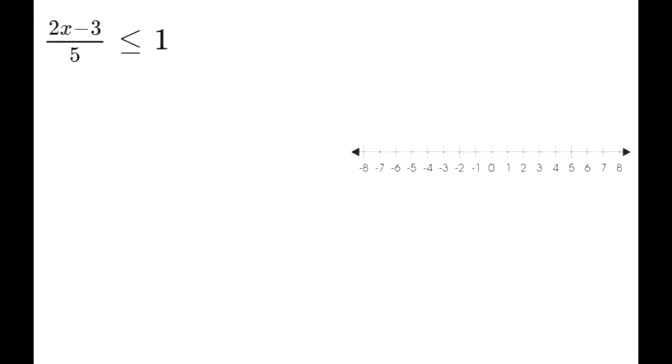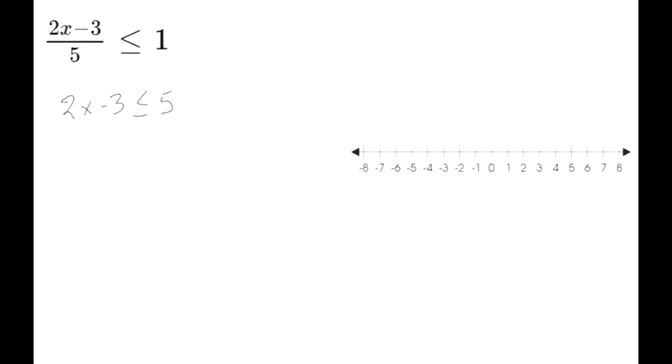This problem is 2x minus 3, all divided by 5, is less than or equal to 1. This time we have a grouping symbol, the divided by 5. So I need to take care of it first. I'm going to multiply both sides by 5. That'll take care of the fraction. So I'm going to get 2x minus 3 is less than or equal to 5.